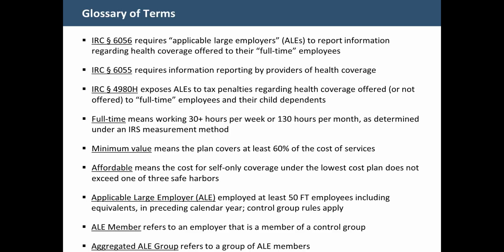Applicable large employer, or ALE, we'll be using that acronym a lot this morning. An ALE is one that employed at least 50 full-time employees, including equivalents, in the preceding calendar year. When making that size determination, control group rules apply. An ALE member refers to an employer that is part of a control group. And lastly, aggregated ALE group refers to a group of ALE members. So those are some of the more important terms that we will mention throughout this presentation.